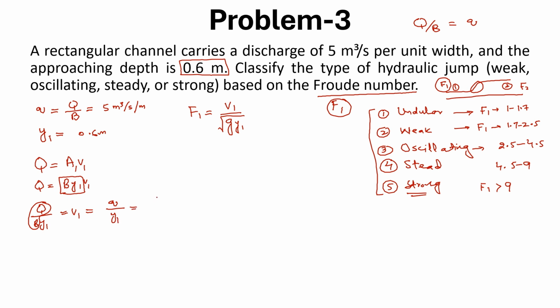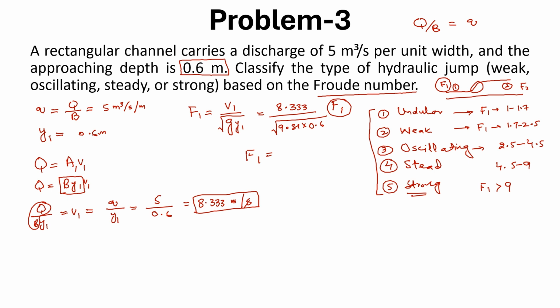So what is q in our case? It is 5 and y1 is 0.6. If 5 is divided by 0.6, the answer is 8.33 meters per second. So the velocity at section 1, with a discharge of 5 meter cube per second per unit width and a depth of 0.6, is 8.333 meter per second. Now we have velocity of the flow and depth of flow as well. We'll simply put the values in the formula: 8.333 divided by the square root of 9.81 multiplied by 0.6 meters. So what is the value of Froude number here?